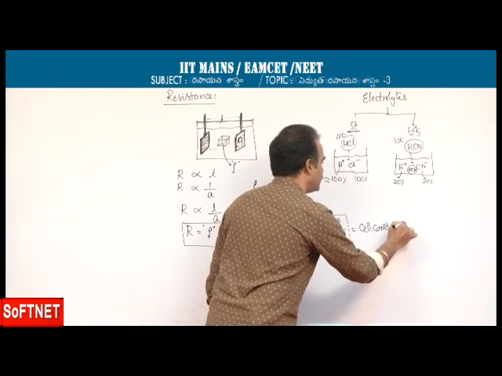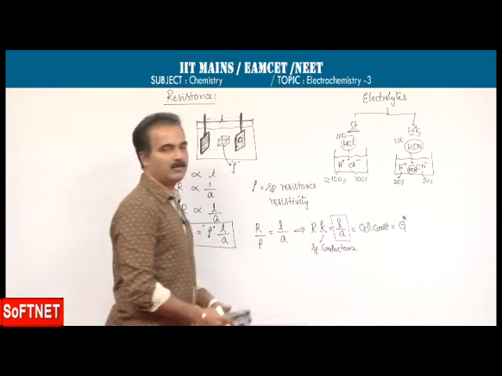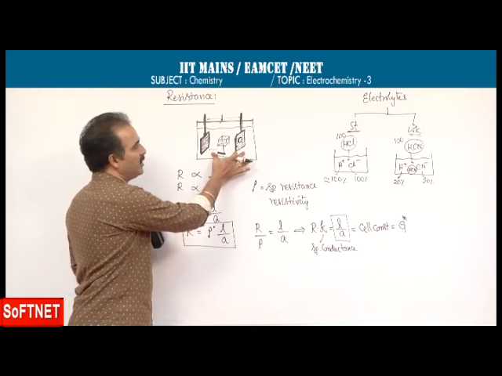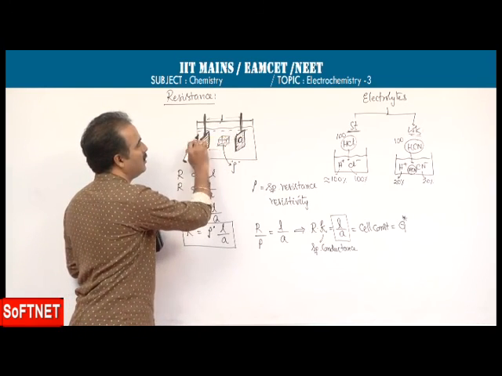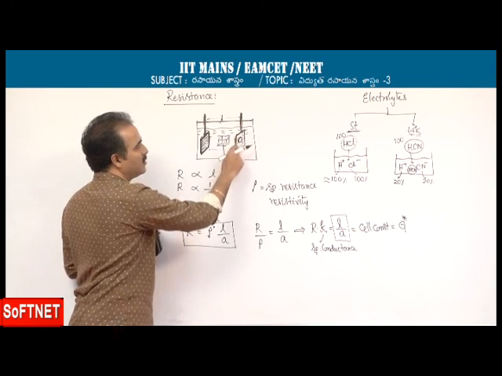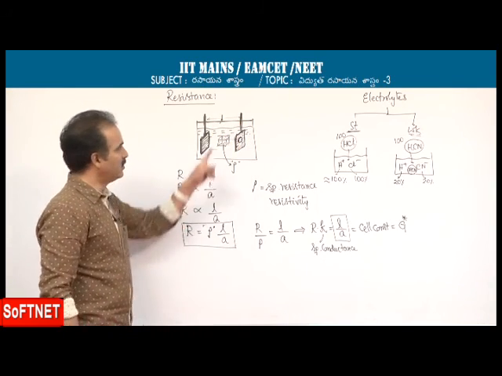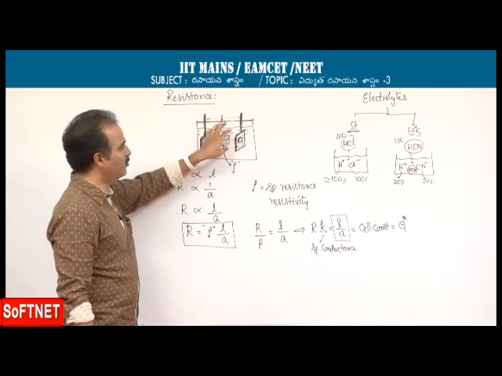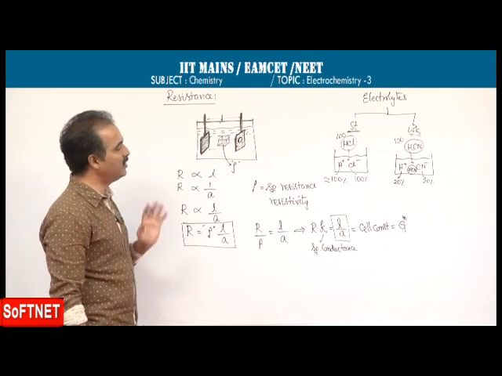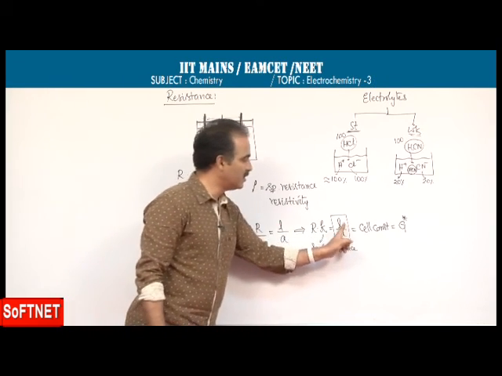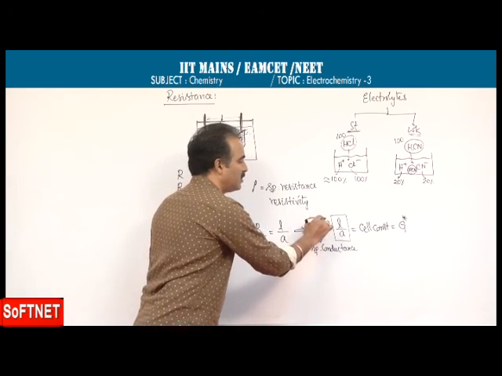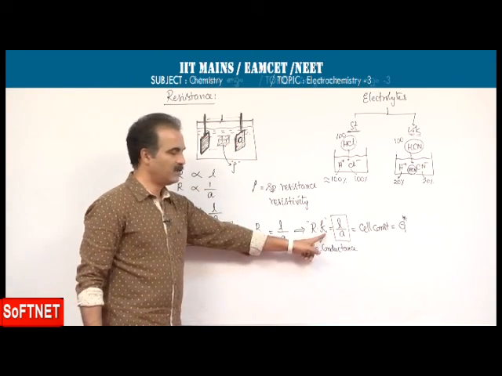and is represented as G star, cell constant. In this conductivity cell, you can alter any electrolyte, but you cannot alter the distance between the electrodes as well as the area of cross section. L fixed, A fixed, only the solution or the electrolyte in this conductivity cell you can change. That is why we call it cell constant. Cell constant is nothing but L by A, which is nothing but resistance into specific conductance.